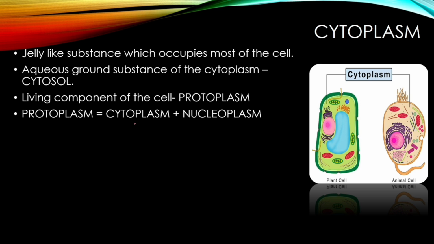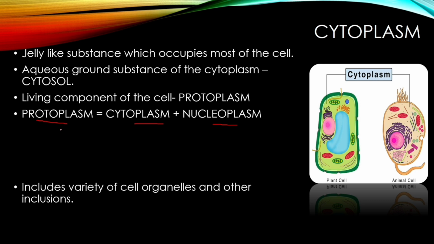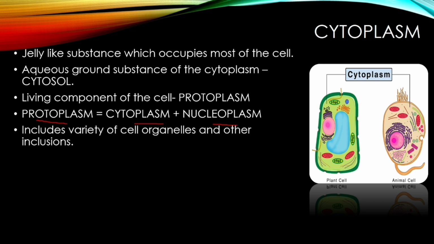Remember this: cytoplasm is that in which all the cell organelles are suspended, and nucleoplasm is present in the nucleus. It is a little denser as compared to the cytoplasm. Protoplasm is the living component of the cell. Only living cells contain protoplasm. Protoplasm does not exist in dead cells. So cytoplasm plus nucleoplasm is the protoplasm. It includes a variety of cell organelles and other inclusions. What are inclusions? The vacuoles, the fat droplets. We have already discussed the non-living components.